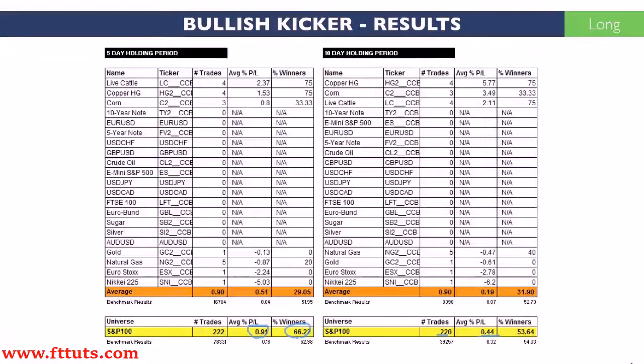As I said, it might be worth testing this pattern on smaller cap companies. It might also be worth loosening the formula to get more signals, and I do this later on in the course when I introduce another pattern called the loose kicker.